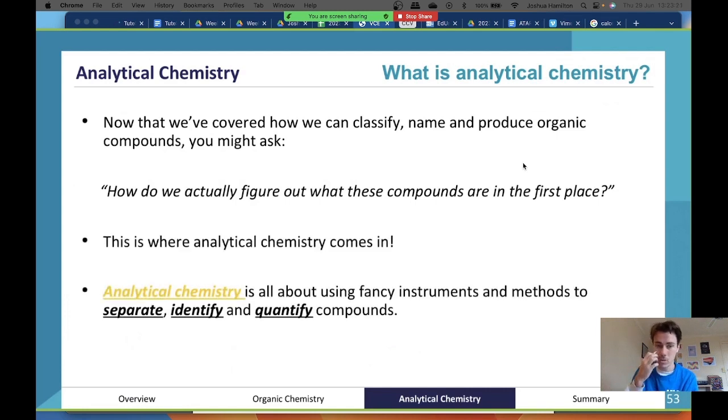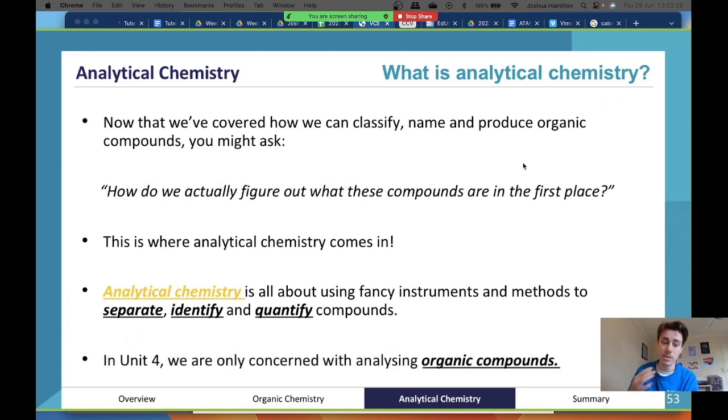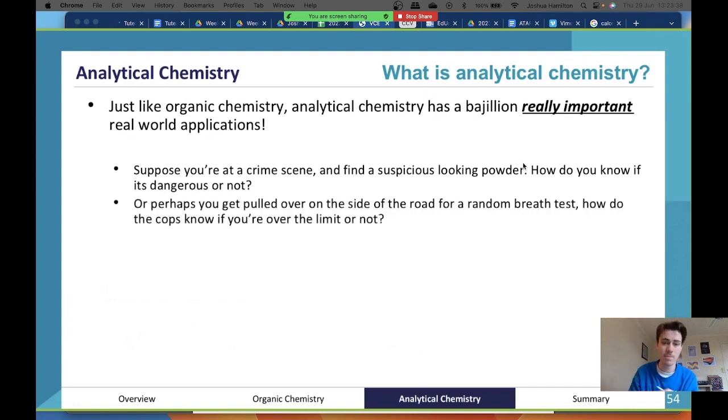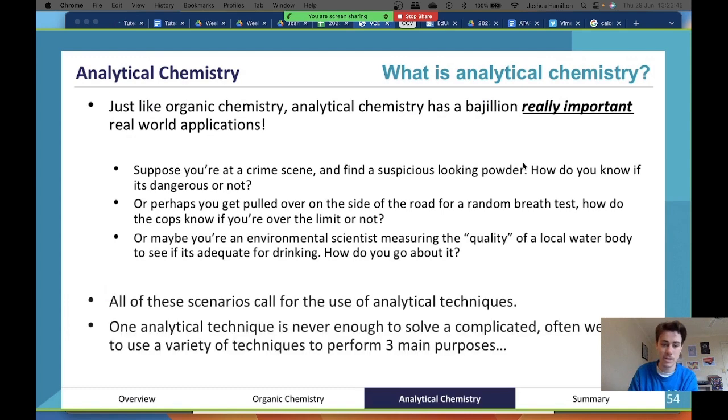Analytical chem uses fancy instruments to separate, identify, and quantify molecules. In Unit 4, we are only concerned with organic compounds. Just like organic compounds, analytical chemistry has really important real-world implications. Suppose you're at a crime scene and you find a suspicious powder, how do you know if it's dangerous or not? Perhaps you get pulled over at the side of the road and do a random breath test, how do the cops know you've got ethanol in your system? This is essentially the same thing. These all use analytical techniques.